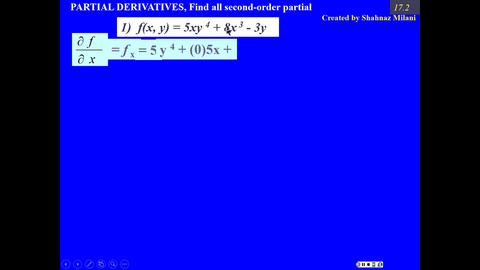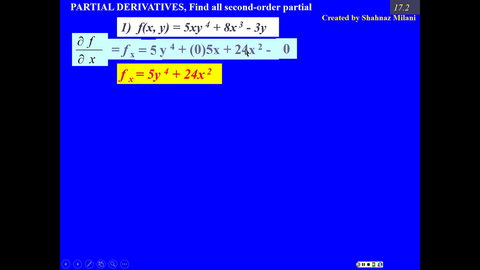Then, right here, the derivative of 8x to exponent 3 based on x is going to be 24x to exponent 2. The derivative of minus 3y based on x is going to be 0. Then, clean up. Here is going to be 0. That means I have 5y to exponent 4 plus 24x to exponent 2. This is the conclusion of the derivative based on x.